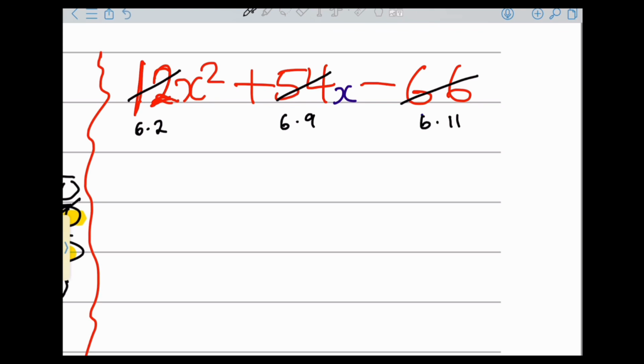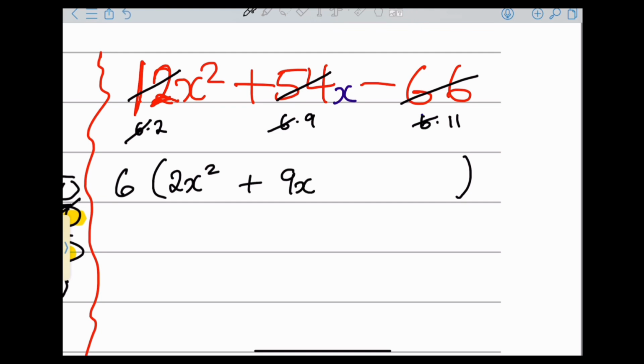Now, let's factor out the GCF. So you put parentheses. What is the GCF? 6. Wouldn't the parentheses be 2, 9, and 11? Don't worry, that'll be the next step. Cross out the 6; we're going to factor out 6. So 6 goes outside. So 2x squared plus 9x. Plus 11? Is it plus or minus? Minus 11.